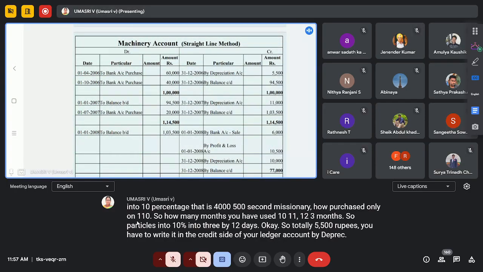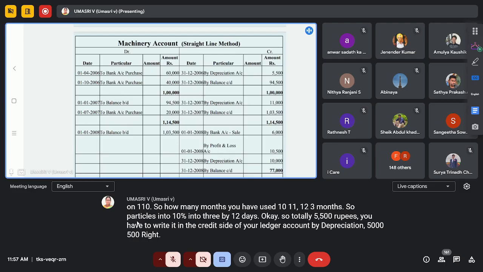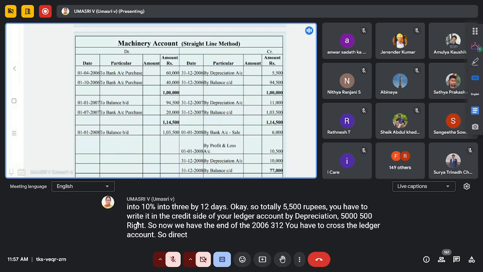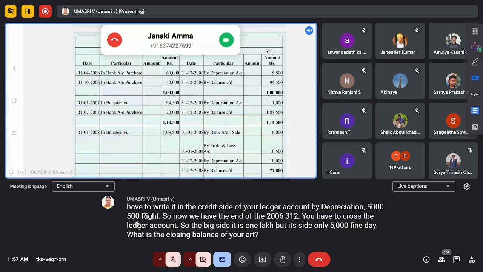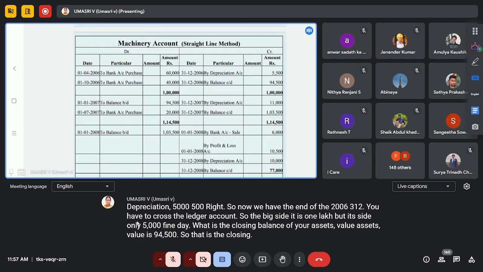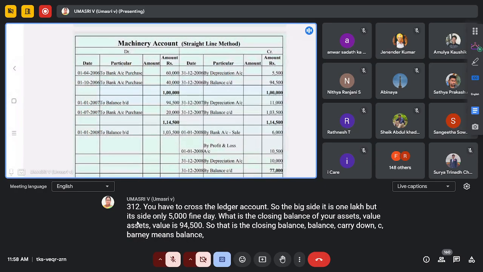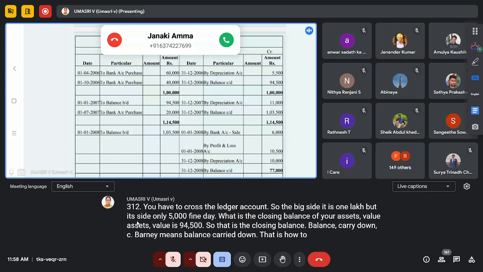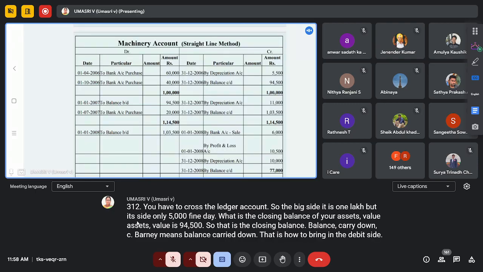By depreciation 5,500, right? Now at the end of 31/12/2006 you have to close the ledger account. So the debit side is 1 lakh, the credit side only 5,500. So what is the closing balance of your asset account? The asset value is 94,500. So that is the closing balance. Balance carried down. C/D means balance carried down. That you have to bring in on the debit side the next year.